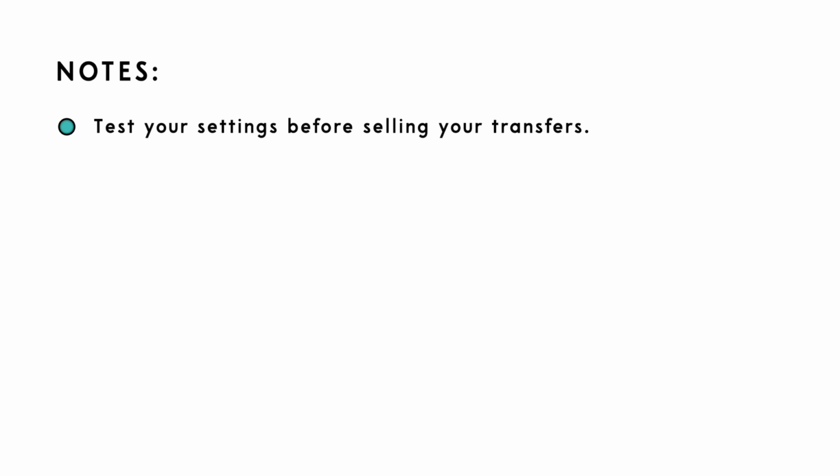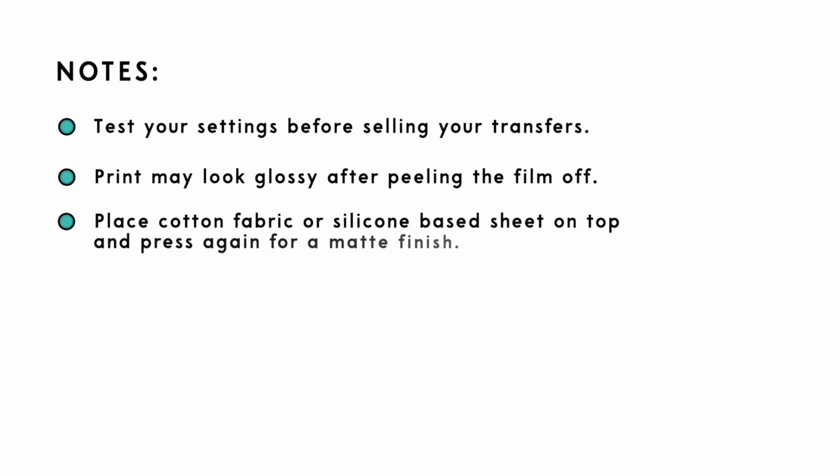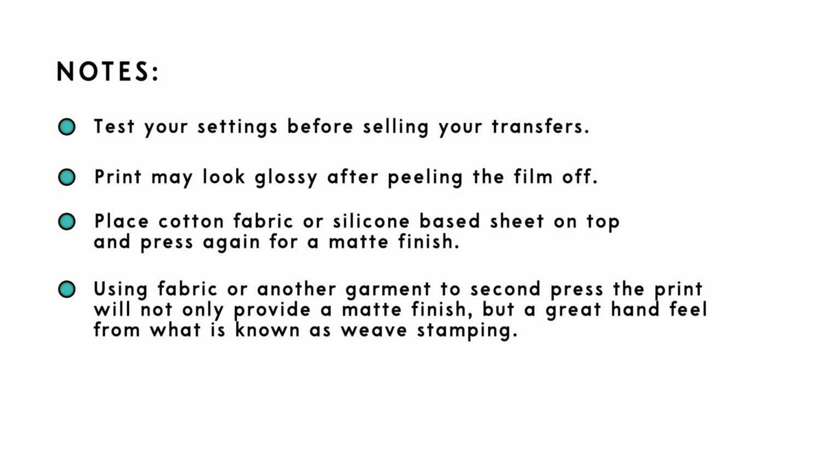Now that the film has been peeled, you may notice a glossy finish on the print. To give the print a nice matte finish, place either a garment or silicone-treated paper, not Teflon, on top of the print and press for an additional 5 to 8 seconds. If you press with another garment on top, this will remove the glossiness but also give a nice hand feel, also known as garment weave stamping, and absorb any oily residue from the ink.